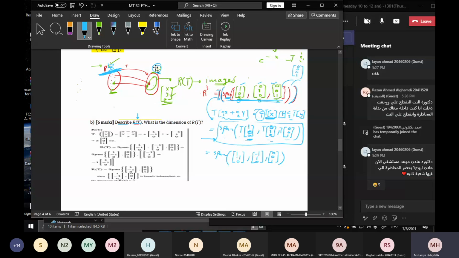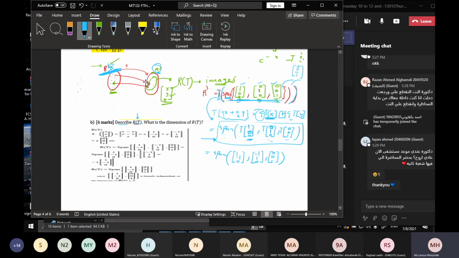We said we are in R3, and we have 3 vectors. So will any 3 vectors give you the whole R3, so that the range is all of R3, or not? How can I know? Tell me. How can I know whether the range is all of R3 or only a part of R3?